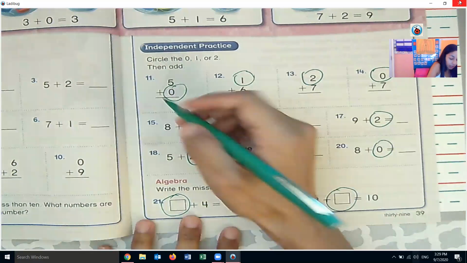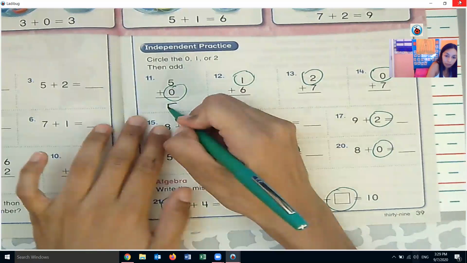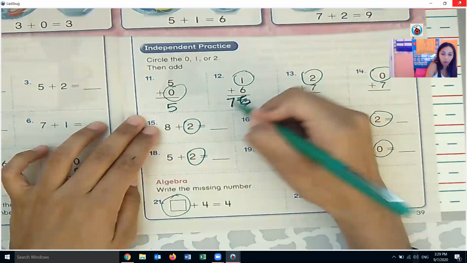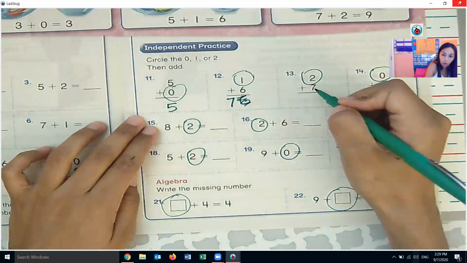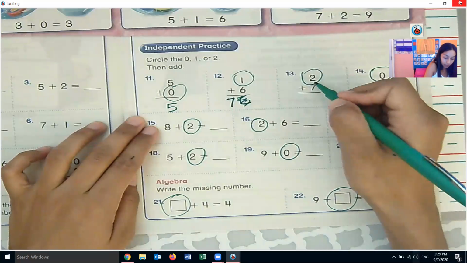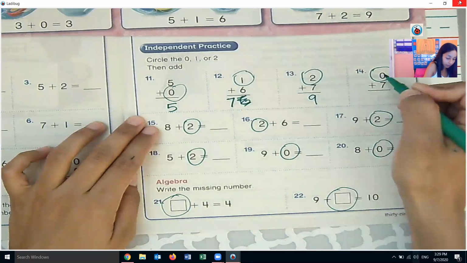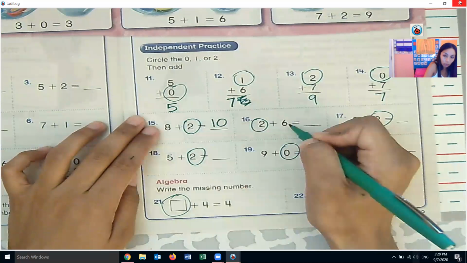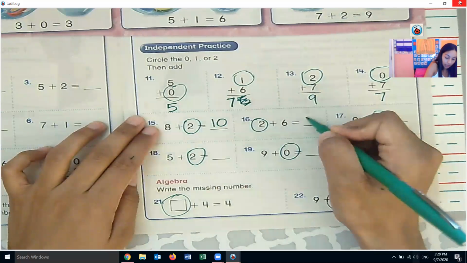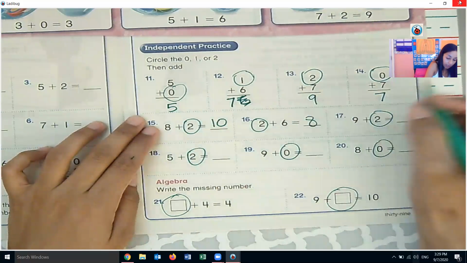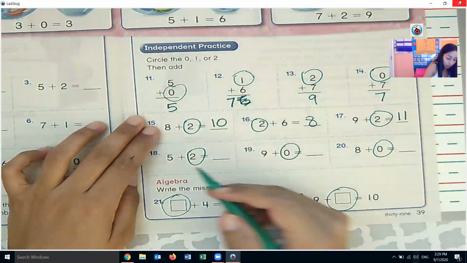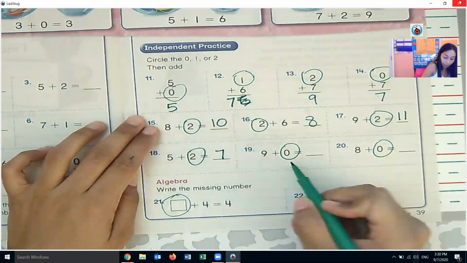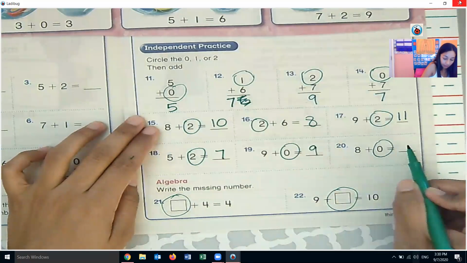So 5 plus nothing, 5. 1 plus 6. So 6 and 1 more is 7. 7 and 2 more, 7, 8, 9. 7 and nothing, 7. 8 and 2 more, 8, 9, 10. 6 and 2 more, 7, 8. 9 and 2 more, 10, 11. 5 and 2 more, 5, 6, 7. 9 and nothing, 9. 8 and nothing, 8.